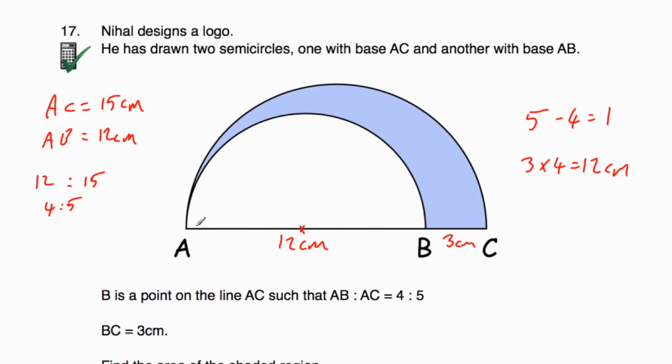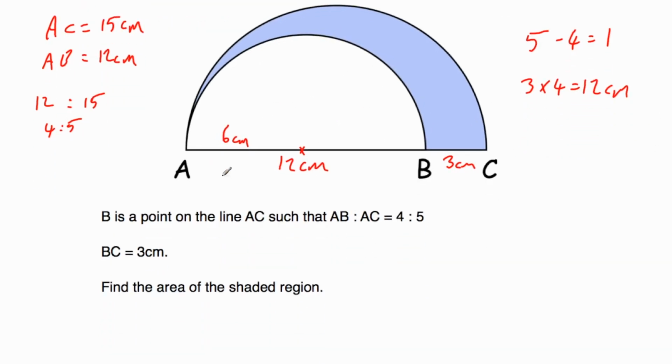So now that we know that the length of AB is 12 centimeters, we can find its radius is 6 centimeters, and we can find the area of the smaller semicircle. For the larger semicircle, the whole way across is 15, which means its radius is 7.5. So let's find the area of the smaller semicircle to begin with, this white semicircle. Let's turn it into a whole circle. The radius of the whole circle is 6, so we do pi times 6 squared. 6 squared is equal to 36, that would be 36 pi centimeters squared.